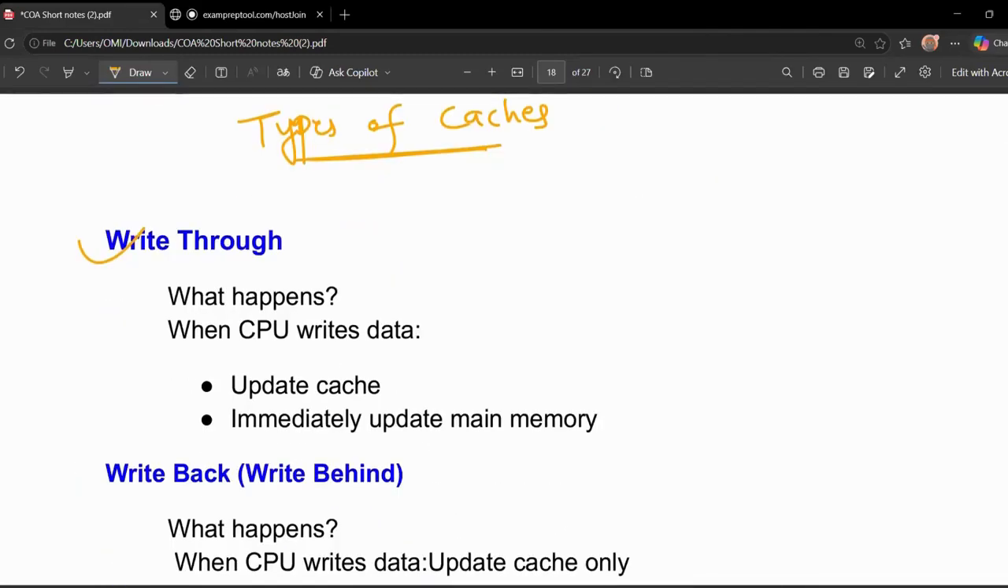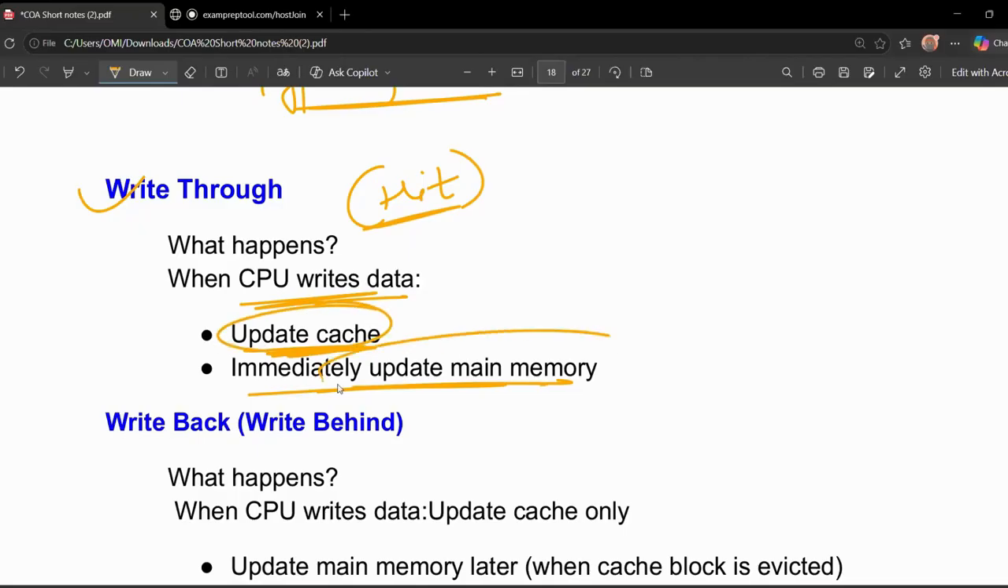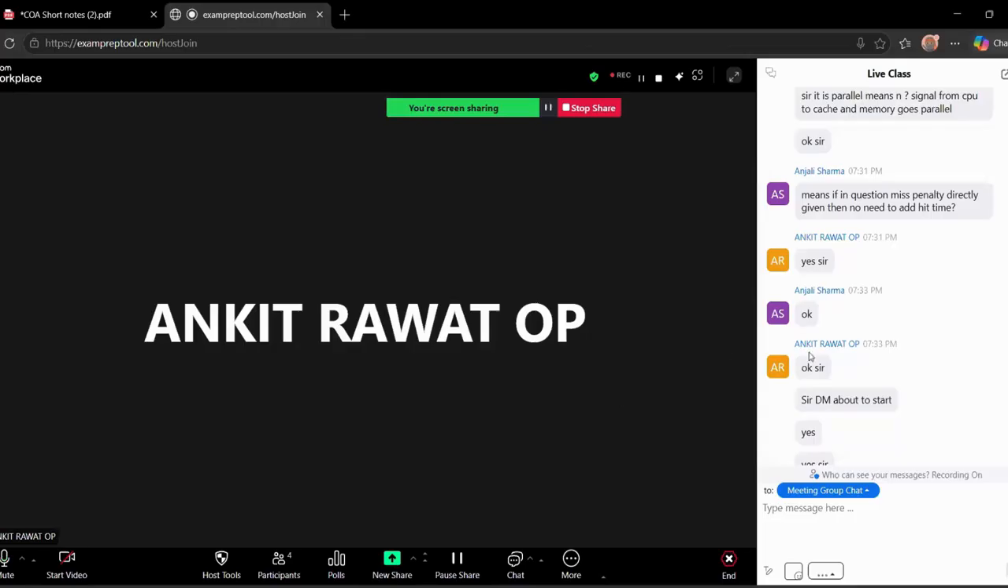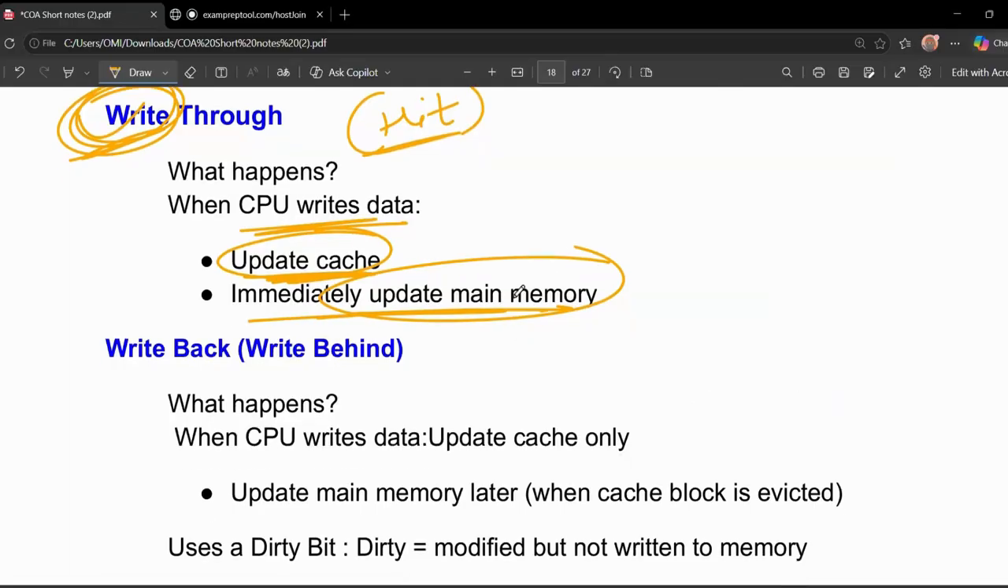Now, in a write through cache, what happens when the CPU writes data? You update the cache, so it will be a hit, and you immediately update the main memory, because you have to write something. You got a hit and it is a write through cache, so you always update main memory. You update both the cache and the main memory.